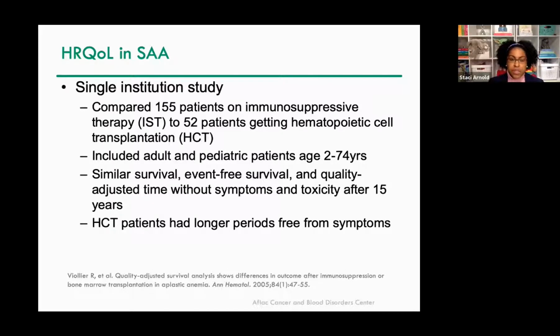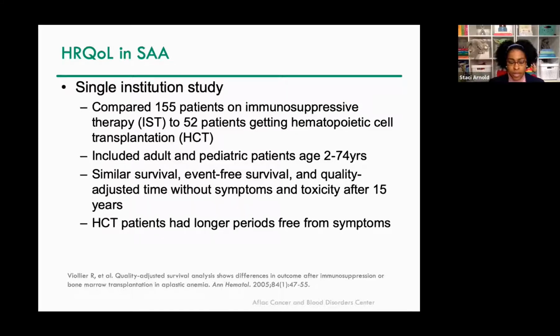So actually there was a study out of Switzerland, a university there, that compared 155 patients on immune suppressive therapy, or IST, and for those of you who were not in the earlier talks, that is a regimen of anti-thymocyte globulin, or ATG, and cyclosporin. And they compared those individuals to 52 patients receiving a hematopoietic cell transplant, or a bone marrow transplant. The study actually included both adults and pediatric patients, so it ranged from ages 2 to 74.